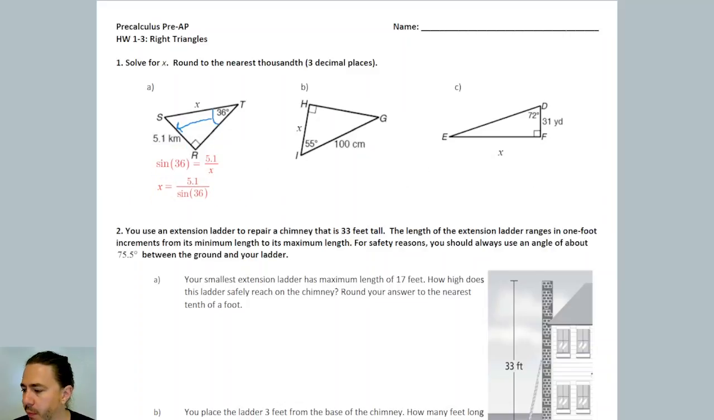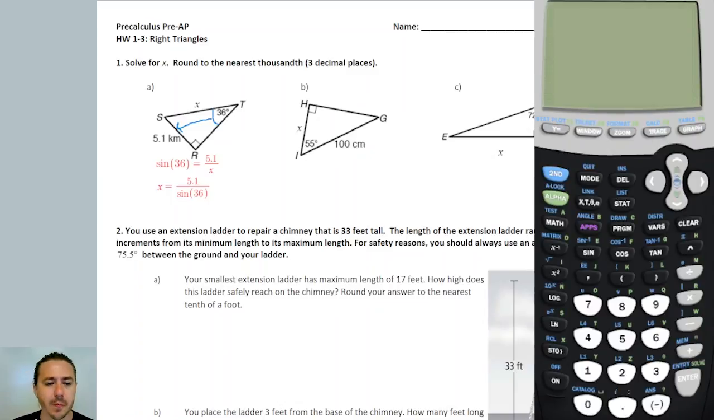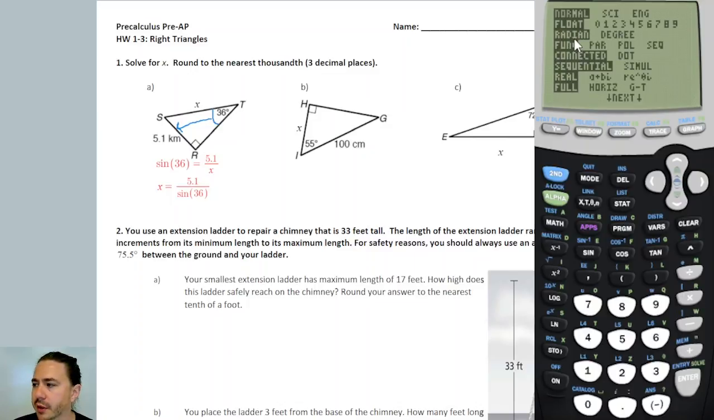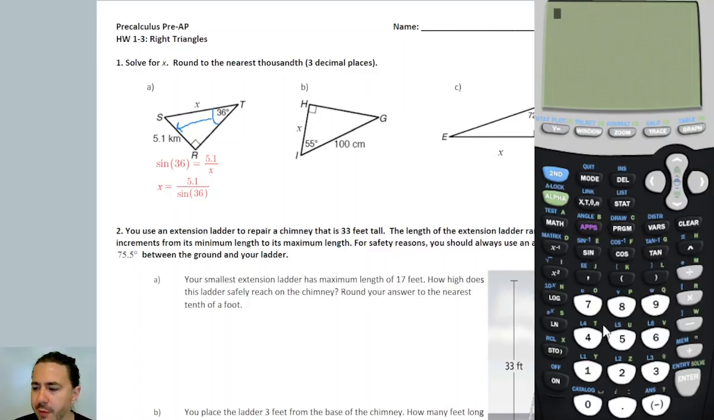So let me go ahead and pull up my trusty old calculator here. Okay, what we want to do first is double check the setting, and that is we want to make sure we're in degrees here. So I'll go to mode, and the default is radians, which is why I always like to make sure you check just in case. So we're going to change that to degree.